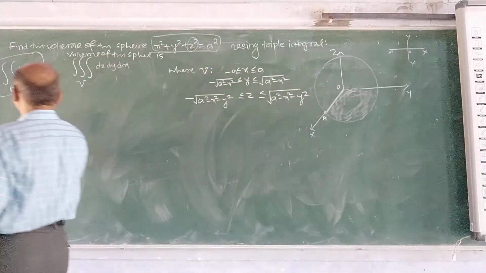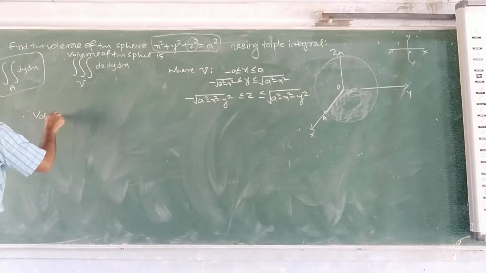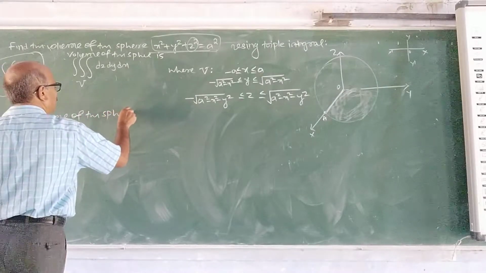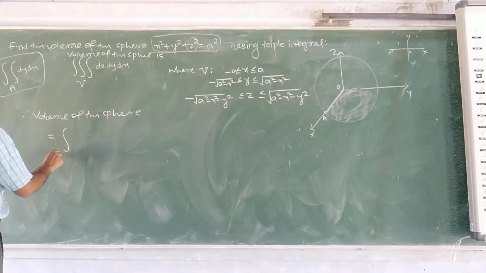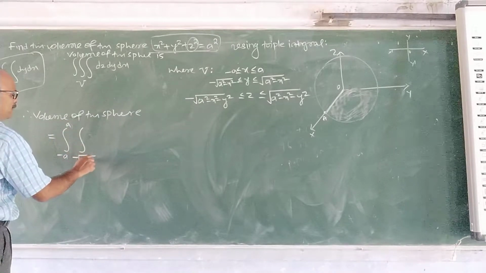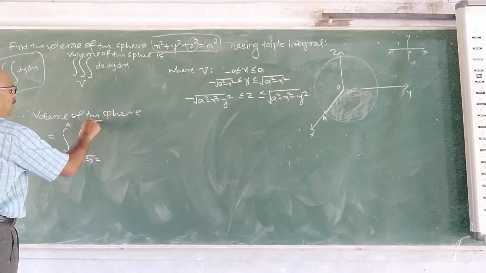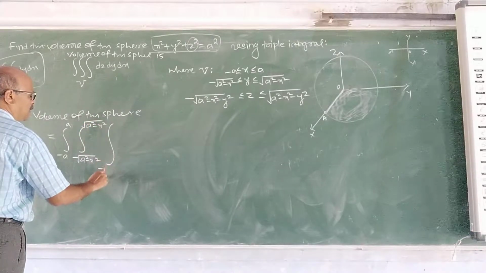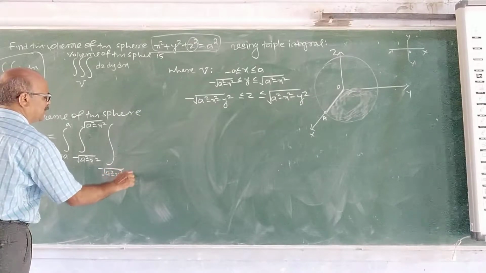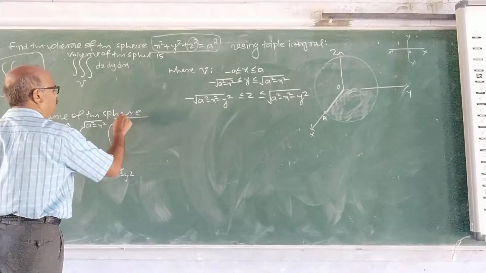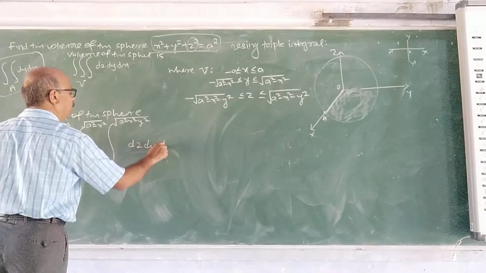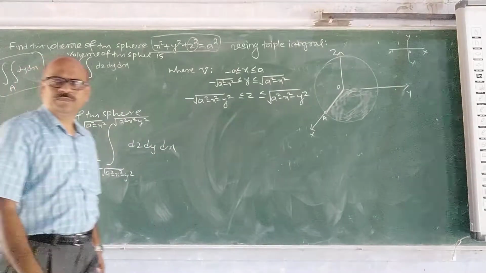Therefore, the volume of the sphere is the integral from minus a to a, minus root a square minus x square to plus root a square minus x square, minus root a square minus x square minus y square to plus root a square minus x square minus y square, dz dy dx. This is the volume.